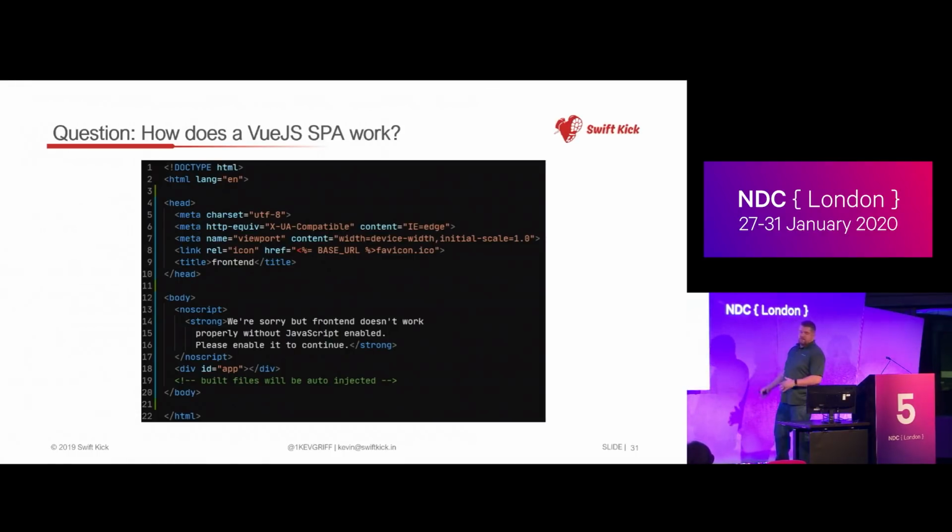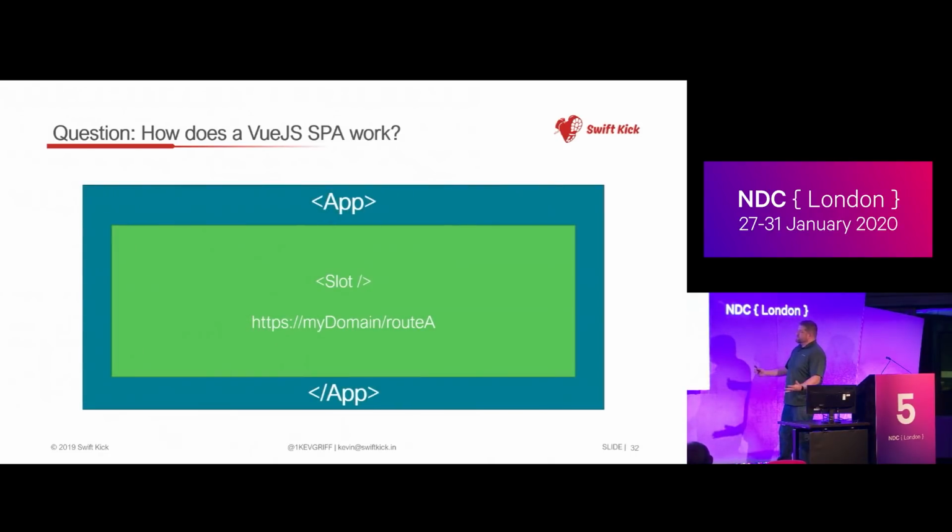All right, so this HTML gets served over to the browser. Browser renders it. It takes over the app div, and we create inside of that what we call a slot. And a slot is going to be whatever the current component is supposed to be loaded to memory. And this is done with a route. So you see my example here, my domain / route A. Well, Vue will know that whenever route A is in the address bar, it should load a certain view.